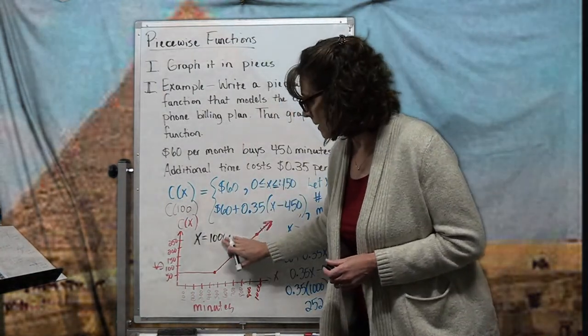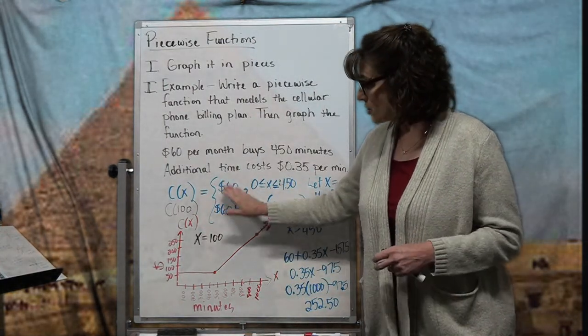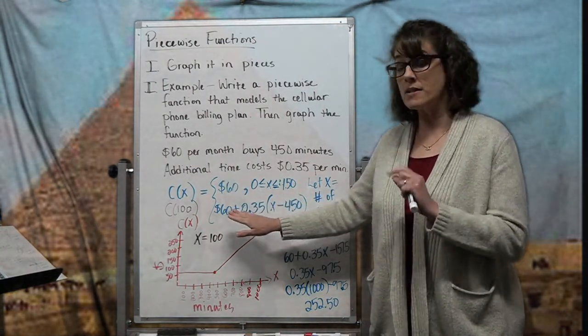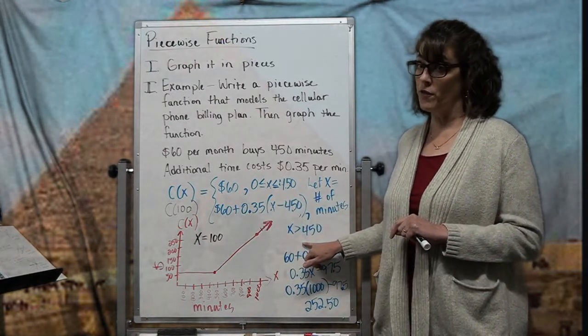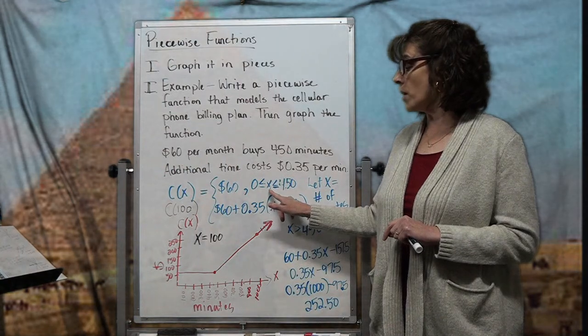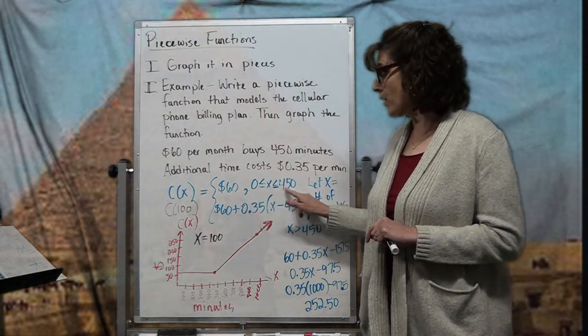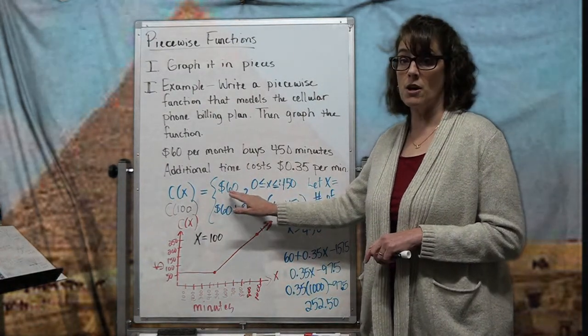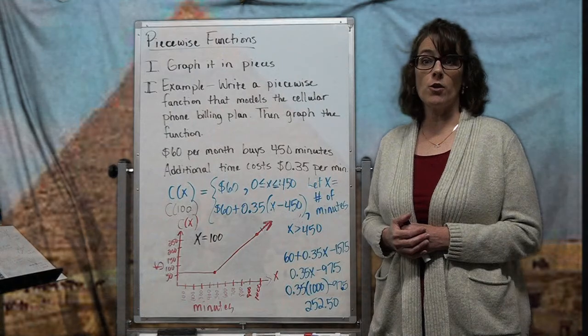So my x, instead of being 1,000, being 100. Well, what that would indicate is, take this cost function and find, okay, when x is 100, does that meet this one? No, that's only for x's that are greater than 450. That fits this one, where the x is between 0 and 450. But in this function, my cost is simply $60. So in that case, my cost function would just be $60 flat rate.